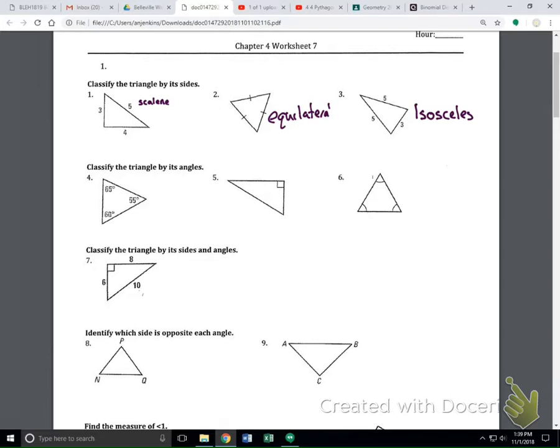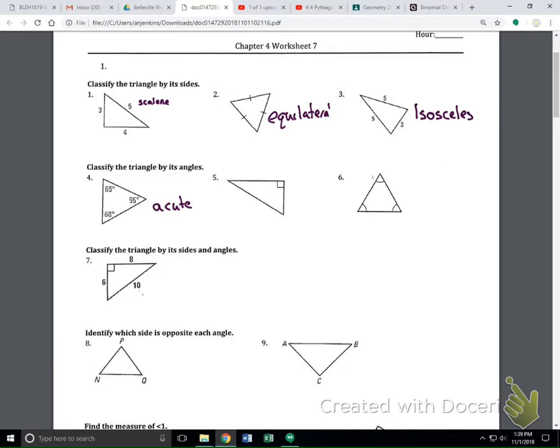The next group, we are classifying by angle. So for question number 4, if we were going to classify that by angle, how would we classify it? Bella? Acute. And how did you know it was acute? Because they're all less than 90.